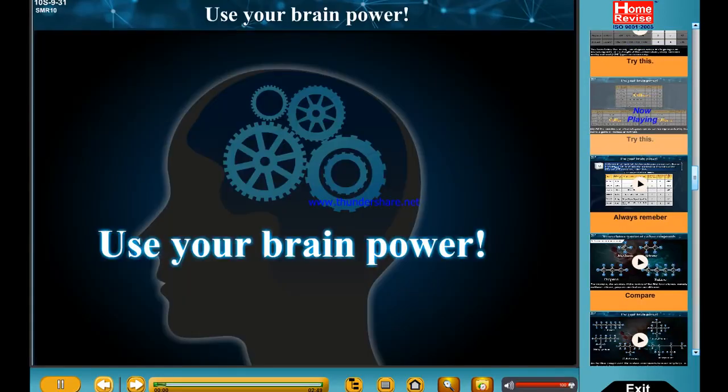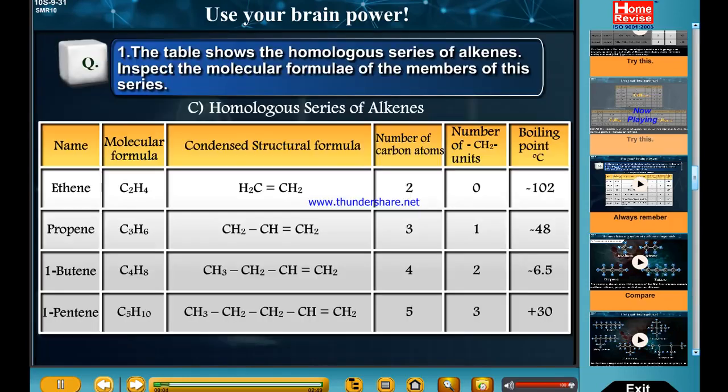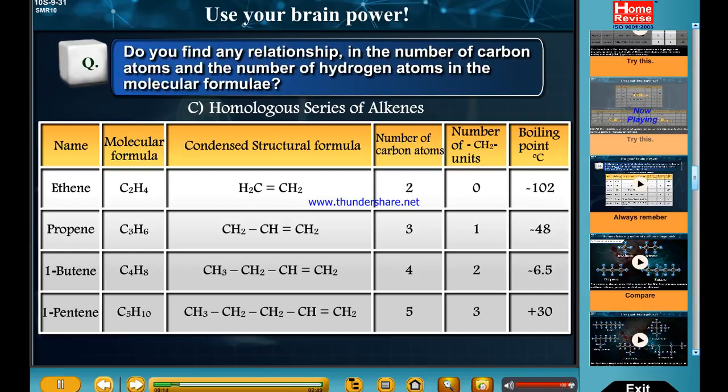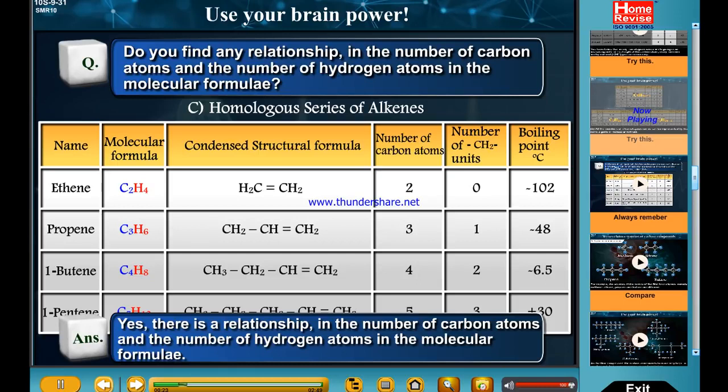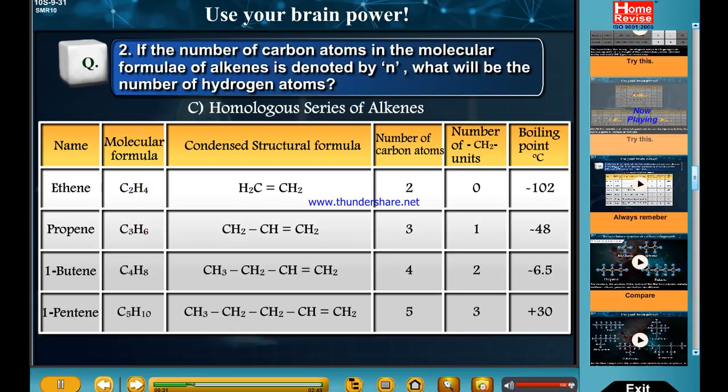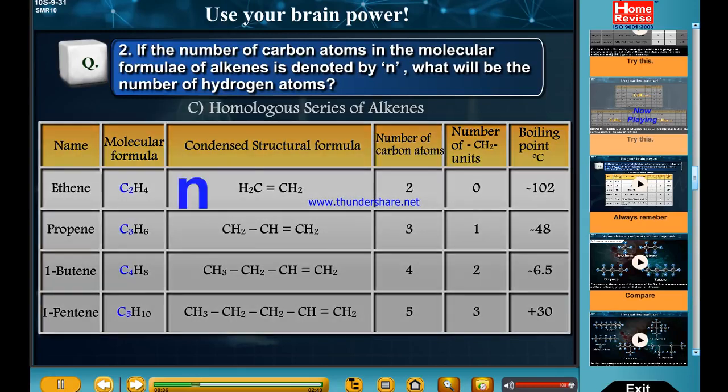Use your brain power. 1. The table shows the homologous series of alkenes. Inspect the molecular formulae of the members of this series. Do you find any relationship in the number of carbon atoms and the number of hydrogen atoms in the molecular formulae? Yes, there is a relationship in the number of carbon atoms and the number of hydrogen atoms in the molecular formulae. 2. If the number of carbon atoms in the molecular formulae of alkenes is denoted by n, what will be the number of hydrogen atoms?